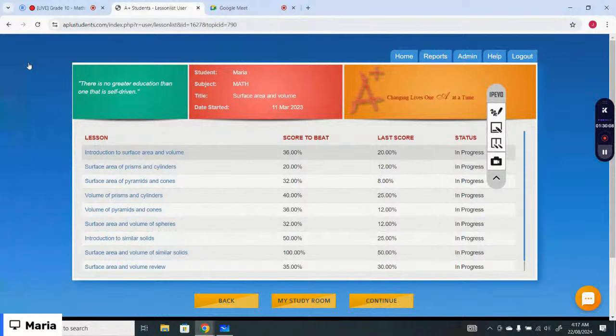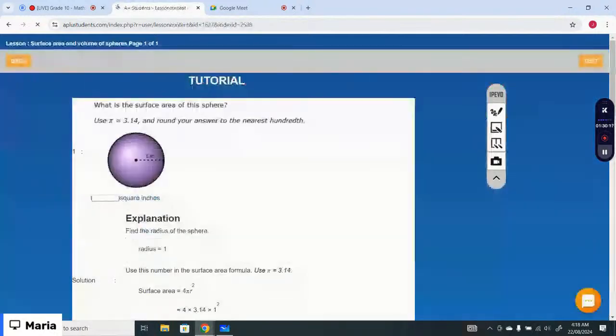Okay, the next lesson is surface area and volume of spheres. Let's just start with the next lesson, that is surface area and volume of spheres. So let's just start with the first lesson.